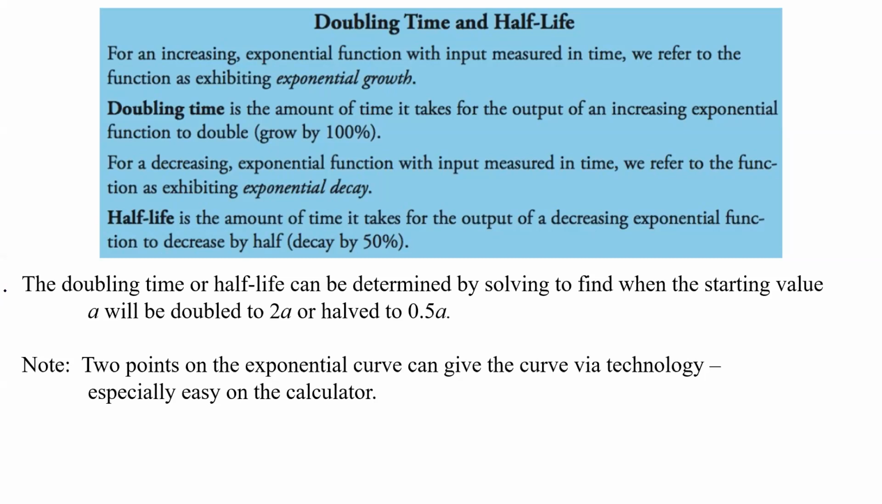So we can say the doubling time or half-life can be determined by solving to find when the starting value A will either be doubled to 2A or halved to 0.5A. If we're doing half-life, we'll go to 0.5A. For doubling, we'll go from 1 to 2.